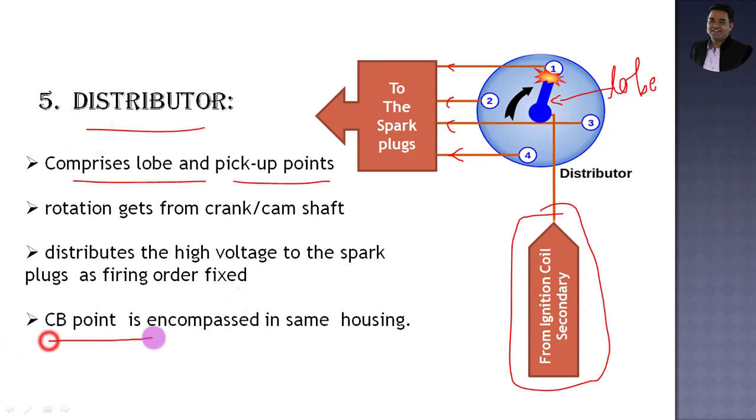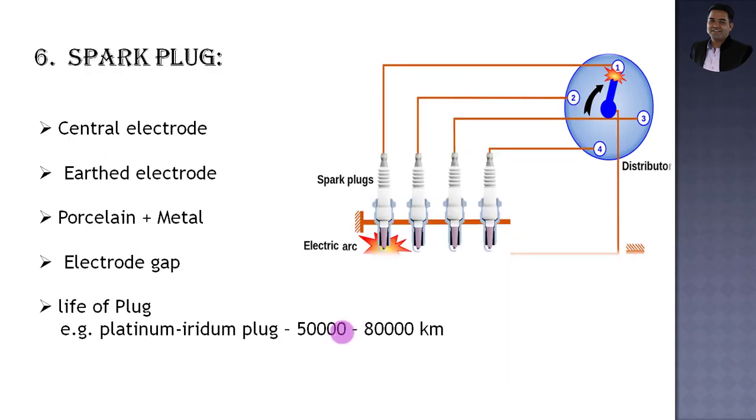The contact breaker point, which we have seen earlier in the previous slide, is encompassed in the same housing where the distributor is. The last component you can consider is the spark plug. By observing with the naked eye, you can say that the spark plug is made of two types of material: one is porcelain, and second, some metallic components, some metal part. So it is completely made of two different materials, porcelain to insulate the metal part to prevent the leakage of the current from this component.